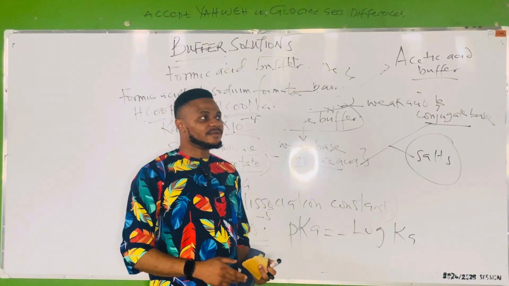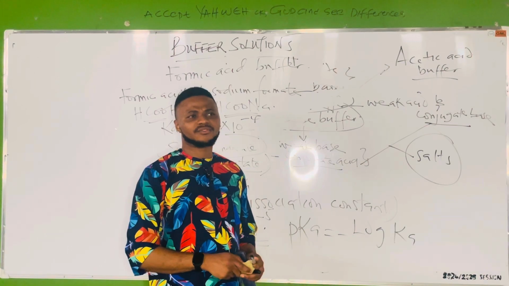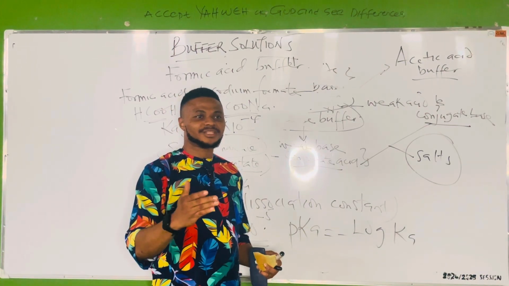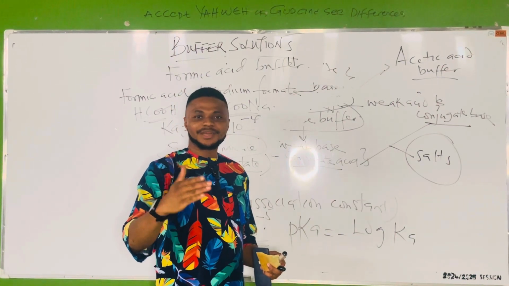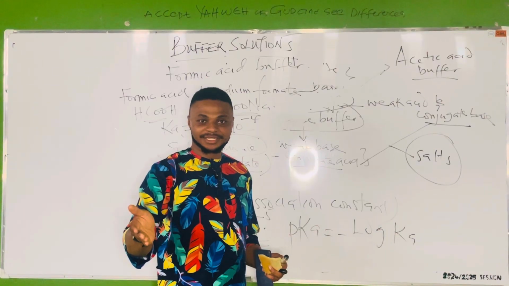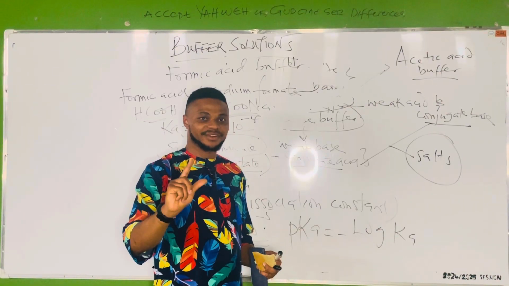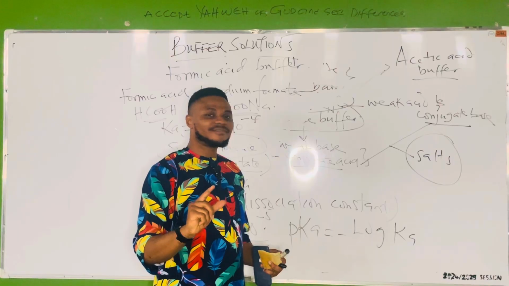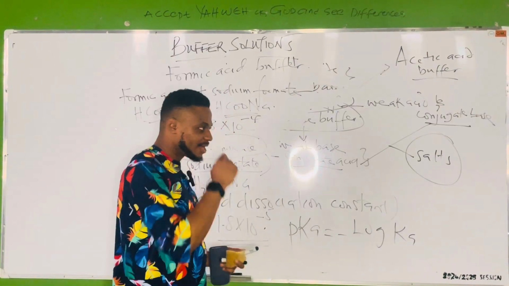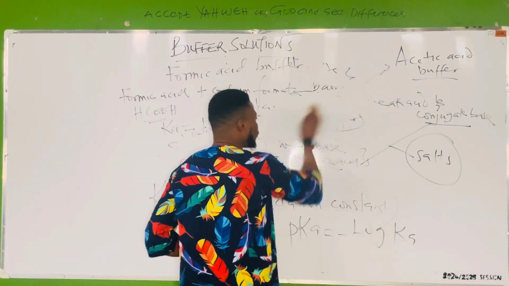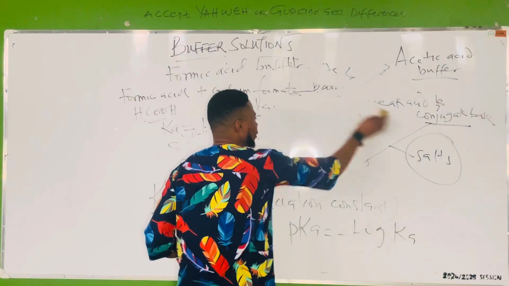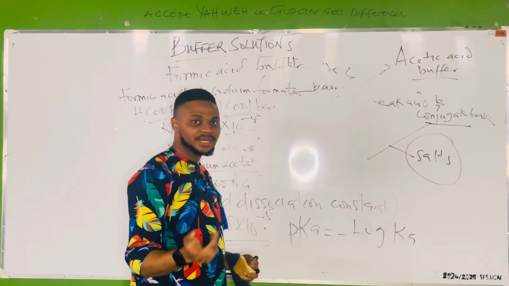Then base buffers are, of course, buffer solutions that contain weak bases and their conjugate acids. Weak bases and their conjugate acid. Very, very important to note. One very crucial example of a base buffer is the ammonia base buffer. You know ammonia is a weak base.